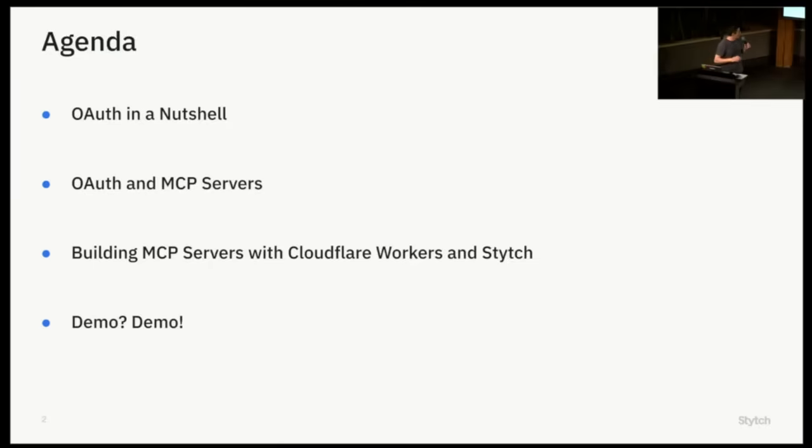So we're going to start off with a very high-level overview of OAuth, talk a little bit about the history of the protocol and the problems that it solves. We're going to talk about how we can apply OAuth to MCP servers. And then we're going to talk a little about building MCP servers using some vendors. I really like using Cloudflare Workers for MCP. I also really like using Stytch. And then we're going to wrap it up with a demo and hopefully some time for Q&A.